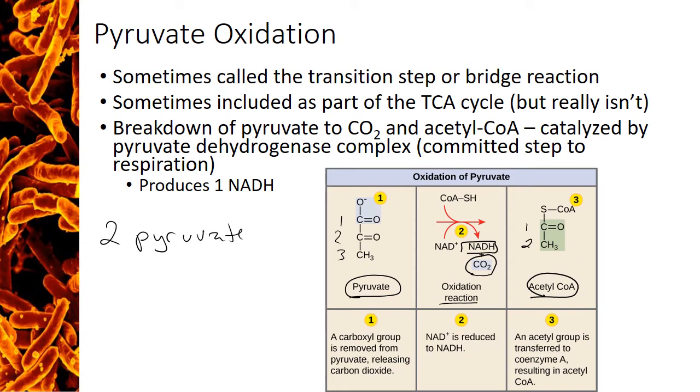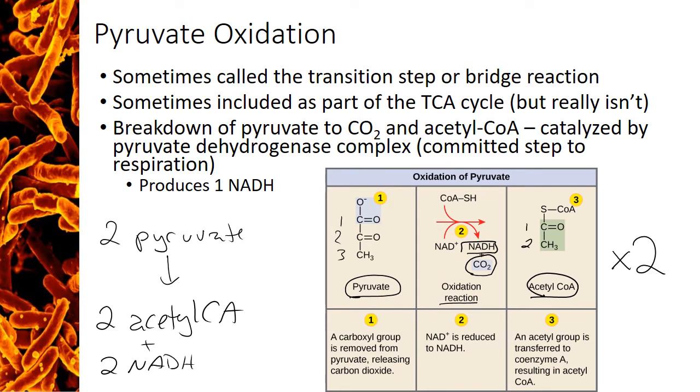What that means is if we're talking about metabolizing a molecule of glucose, then pyruvate oxidation actually happens twice, once for each of the pyruvate, leading to instead the production of 2 molecules of acetyl-CoA and 2 NADH electron carriers. We also would lose 2 carbon dioxide waste products in the process.